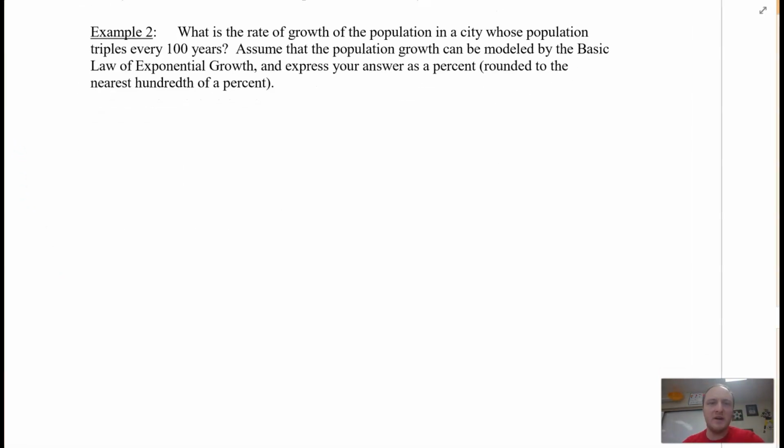What is the rate of growth of the population in a city whose population triples every 100 years? Assume that the population growth can be modeled by the basic law of exponential growth, and express your answer as a percent rounded to the nearest hundredth of a percent. So when they say the basic law of exponential growth, they are telling us that the function here is being modeled after this model here. So y = c e^(kt).